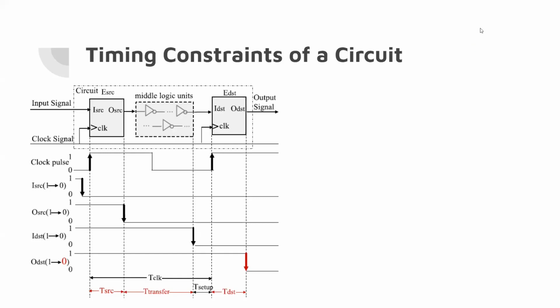This update takes a small amount of time, which is affected by the voltage. High voltage will cause smaller delays, and low voltage will cause higher delays. In addition, the middle logic unit also delays the propagation of the signal. We'll denote this time as T transfer. In order to get normal operation in our example, T source plus T transfer has to be smaller than T clock minus T setup.